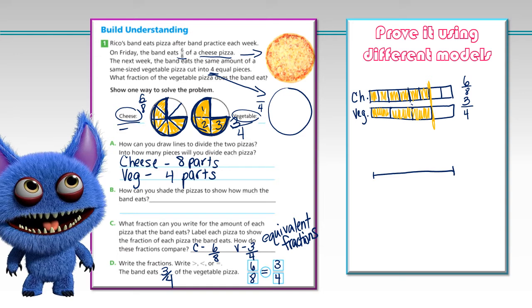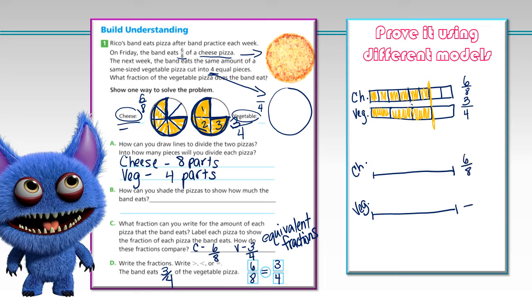So that's going to represent 1 whole. And the second one is going to represent 1 whole. Okay, my first one is going to be my cheese. My second one is going to be my vegetable. It's really important to label your models so that you know what you're talking about. And my first one, I want to find 6/8.